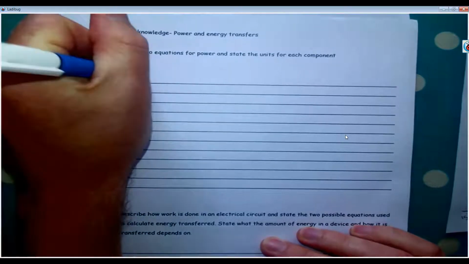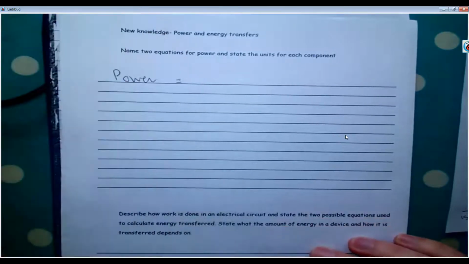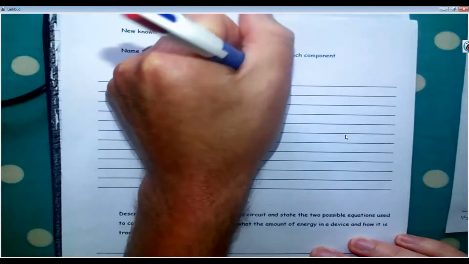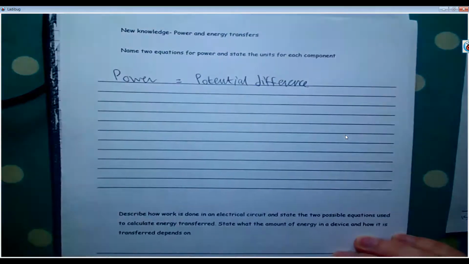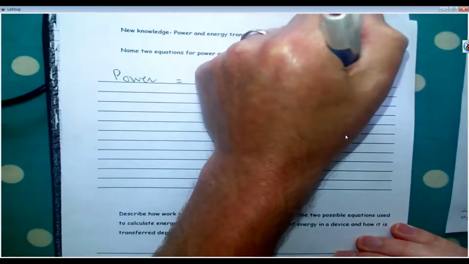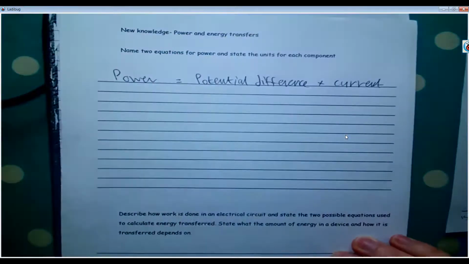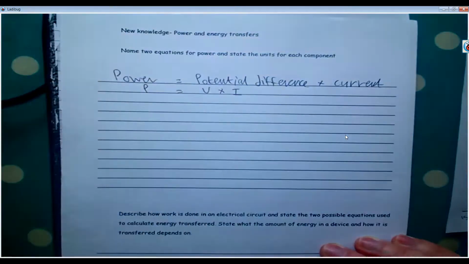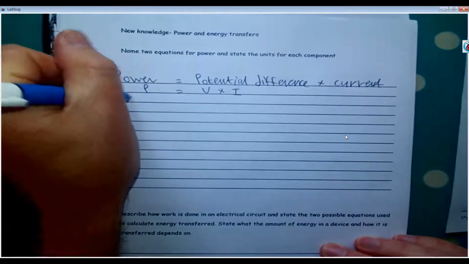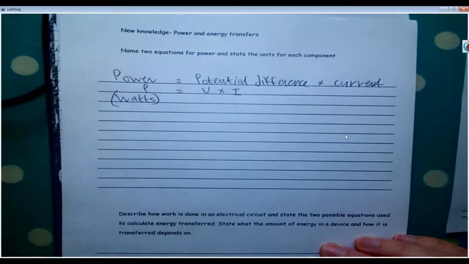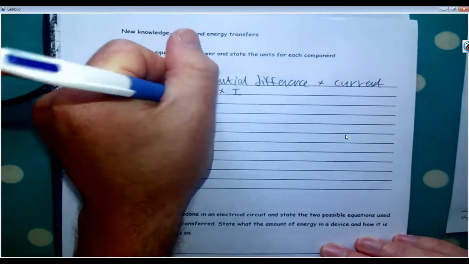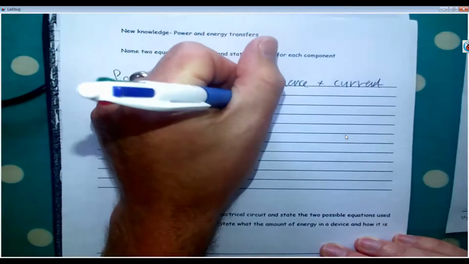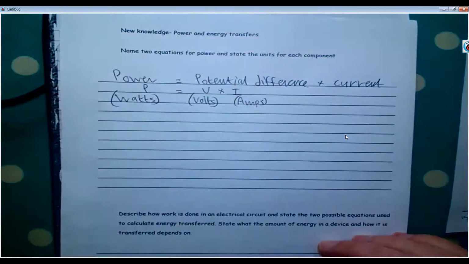So power is equal to potential difference multiplied by current. That's the first equation. Or we can write that as P equals V times I. Power is measured in watts. Voltage or potential difference is measured in volts. And current in amps. So that's one of the equations that you need to know.